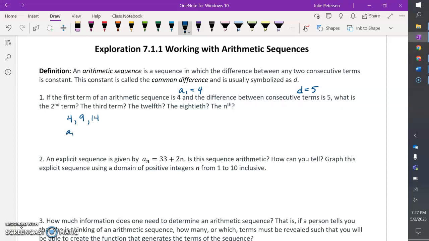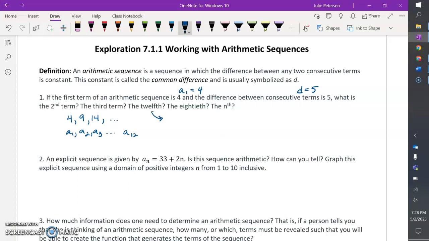All right, so I got my first term, my second term, my third term, and then we're asked to go ahead and find, well, what would the 12th term be? So if we think about this without trying to come up with a formula, every time we want to go one term in the future, we're adding the common difference another time. So to find the second term, we added the common difference one time. To find the third term, we added the common difference 2 times.